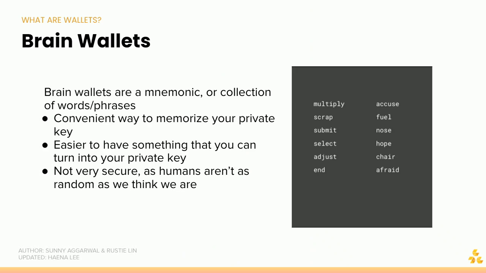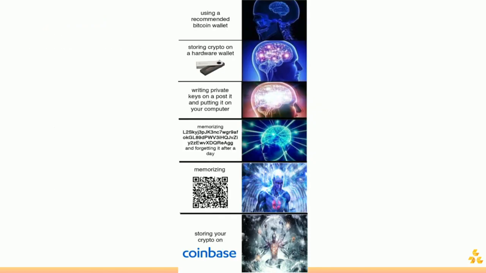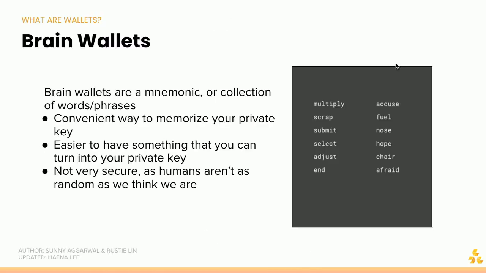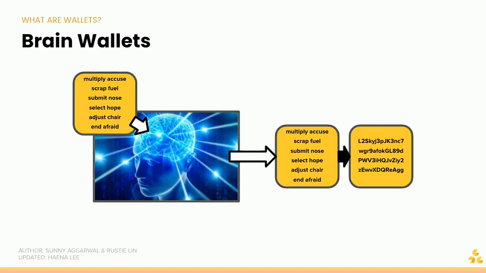You can also store brain wallets as a mnemonic. These are called seed phrases. It's a collection of words or phrases, which is much, much easier to memorize than this whole private key, obviously. So it's a convenient way to memorize your private key. It's easier to have something that you can turn into your private key, but it's not that secure because we're not as random as we think we are. When we come up with words like this, sometimes it's actually pretty easy to guess. So you can memorize these seed phrases and then type that in, and that links to your private key.